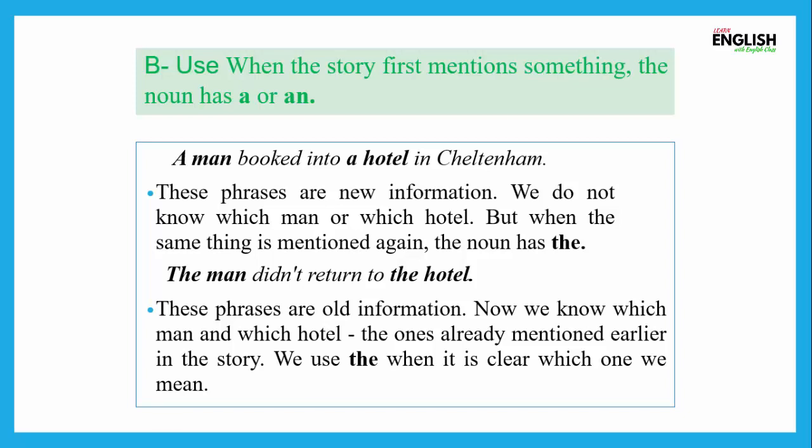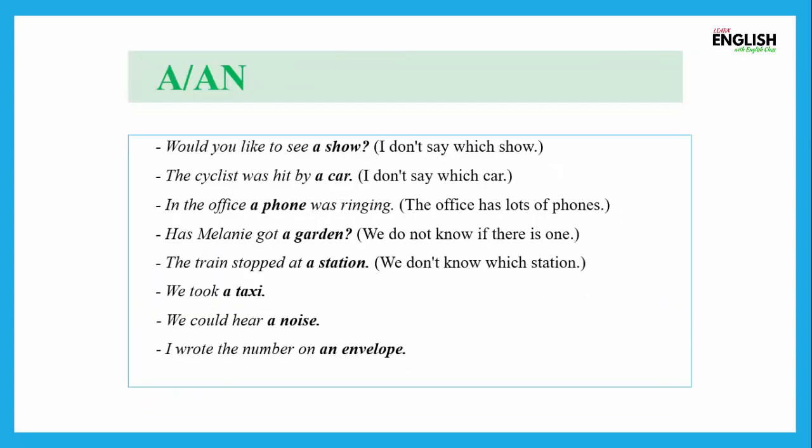We use the when it is clear which one we mean. A. Would you like to see a show? I don't say which show. The cyclist was hit by a car. I don't know which car. In the office, a phone was ringing. The office has lots of phones. Has Mylan got a garden? We don't know if there is one.